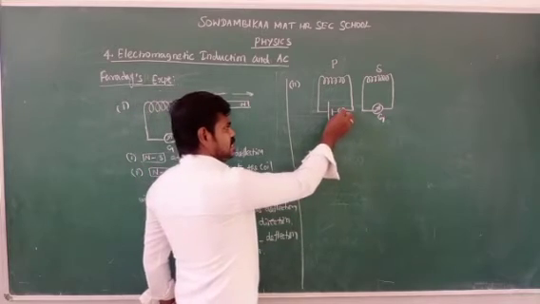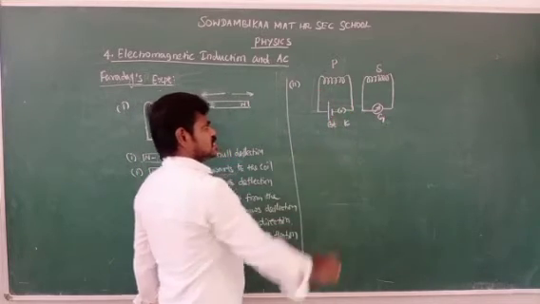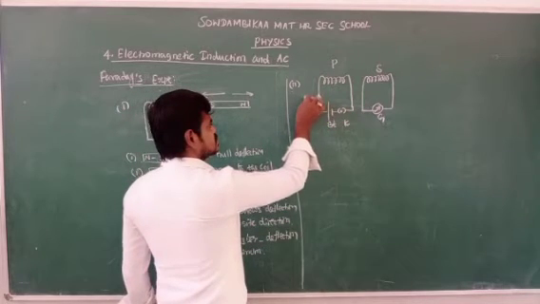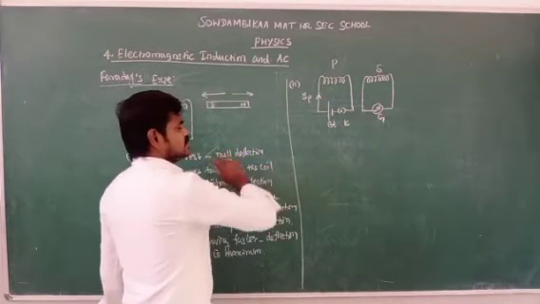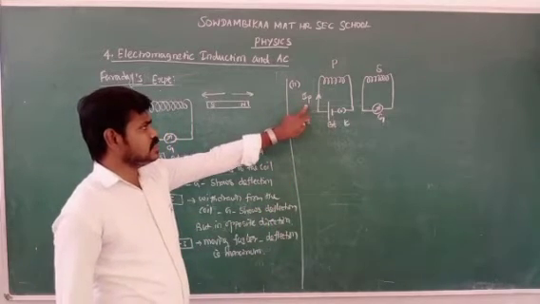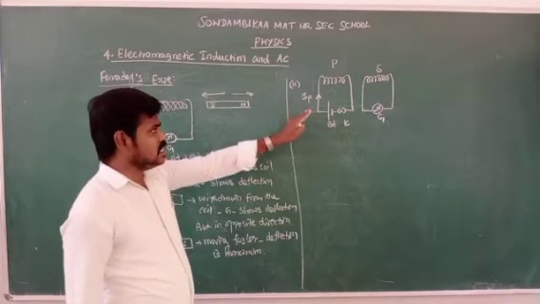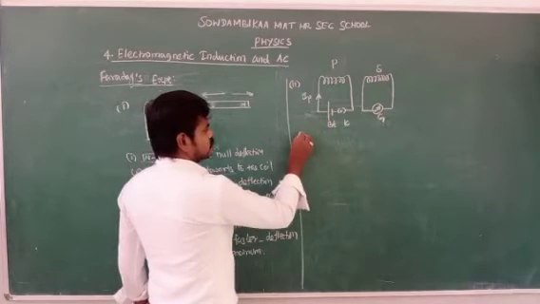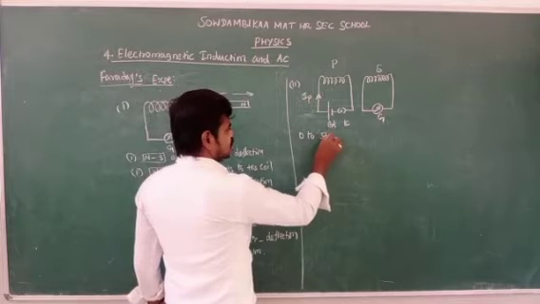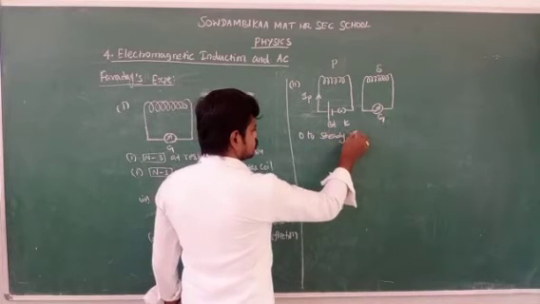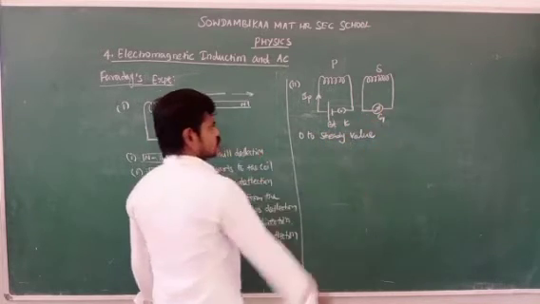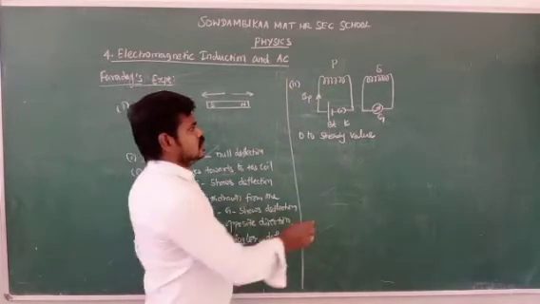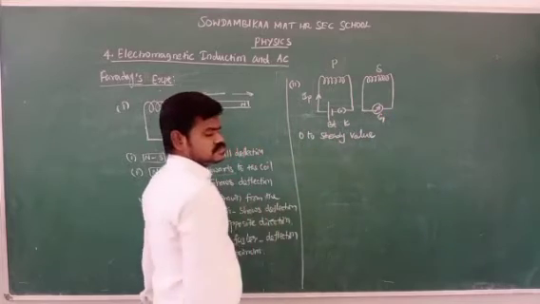When the key K is closed, current in the primary coil increases. IP. The current in the primary coil is indicated by IP. The current in the primary coil increases from 0 to certain steady value. From 0 to certain steady value, the galvanometer shows deflection.